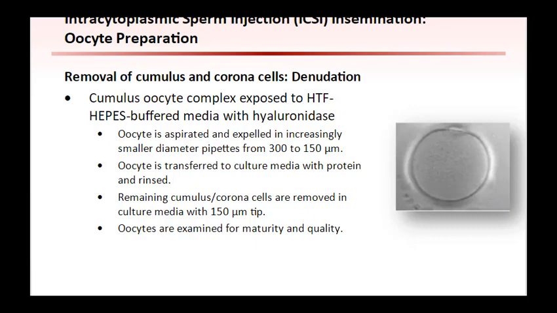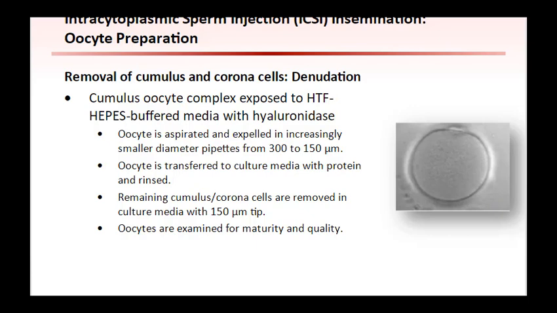Oocytes are prepared for ICSI by removing the surrounding cells, the cumulus and corona. This is accomplished by placing the oocyte complex into HTF HEPES buffered media containing hyaluronidase. HEPES buffer is better at maintaining physiologic pH in room air than the bicarbonate buffer used in oocyte and embryo culture media in a CO2 incubator used to maintain media pH.